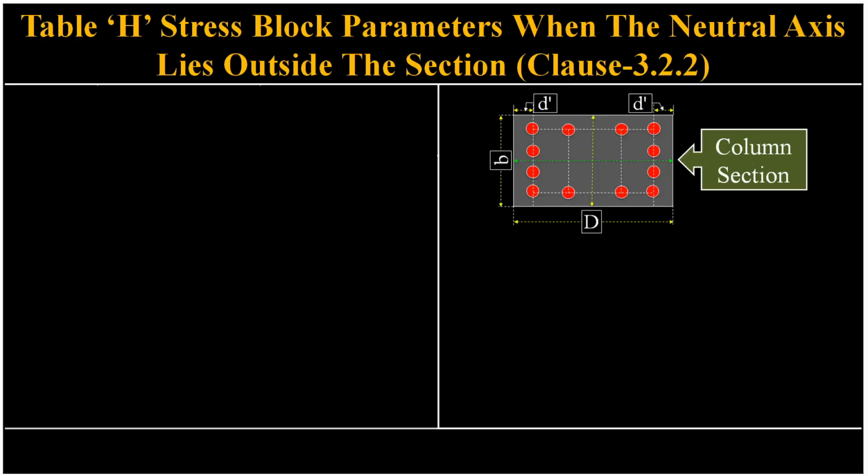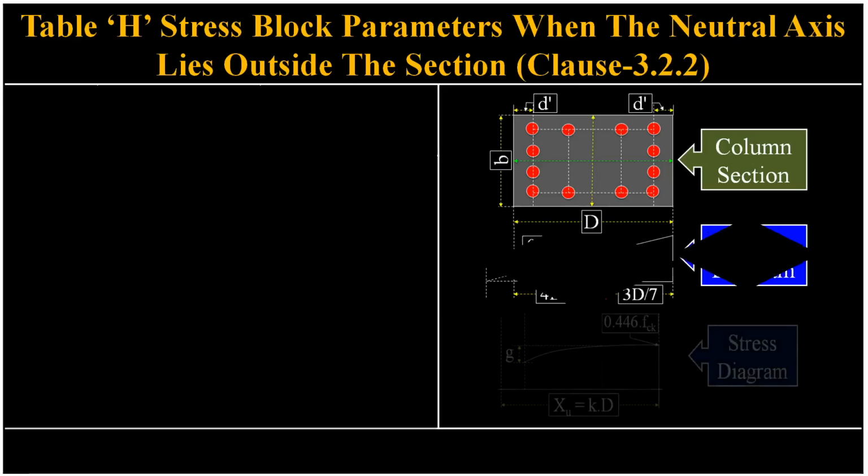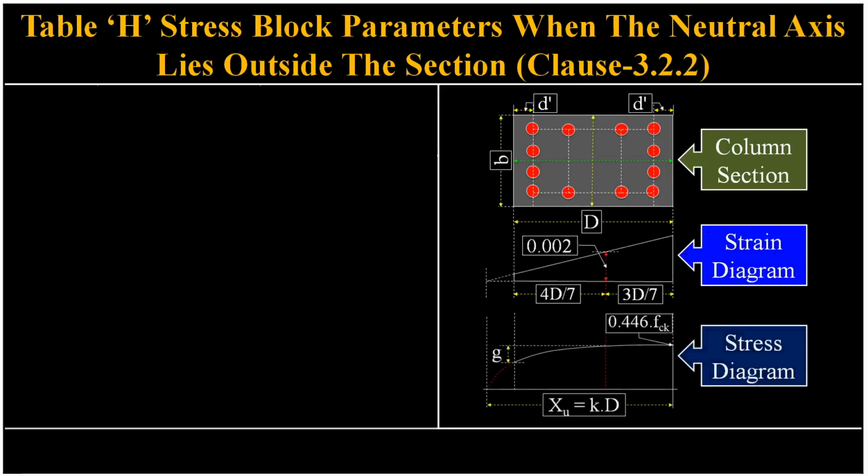However, when a column carries a very high axial load with a low moment, the entire cross-section may be in compression, meaning the neutral axis lies outside the section. This is when xu is greater than d, or the ratio k, which is xu divided by d, is greater than 1. The diagram illustrates this condition.